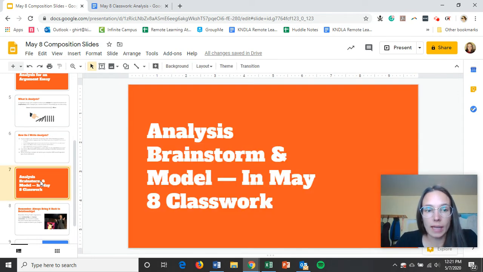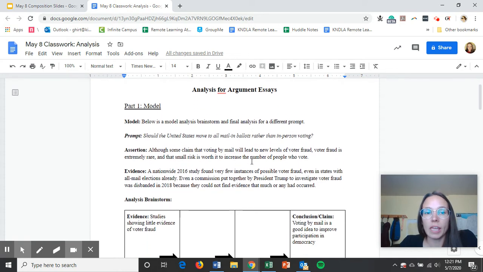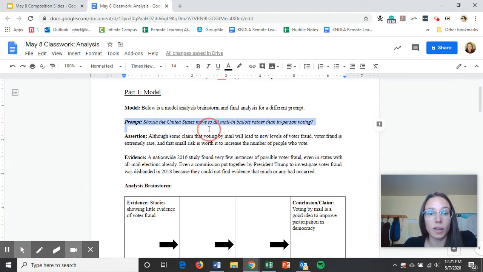Okay, so we're going to look at an analysis brainstorm and model. This is in your May 8th classwork. So I came up with a different prompt. The prompt that I came up with to kind of model how to do an analysis is, should the United States move to all mail-in ballots rather than in-person voting? This is something that is being considered for this fall because of COVID. It's obviously not safe to have people gather in large groups to go vote. Colorado is already all mail-in, so we don't have this problem. But most other states, you still have to go vote in person. And obviously that's not safe right now. So this is a question that's being debated right now.